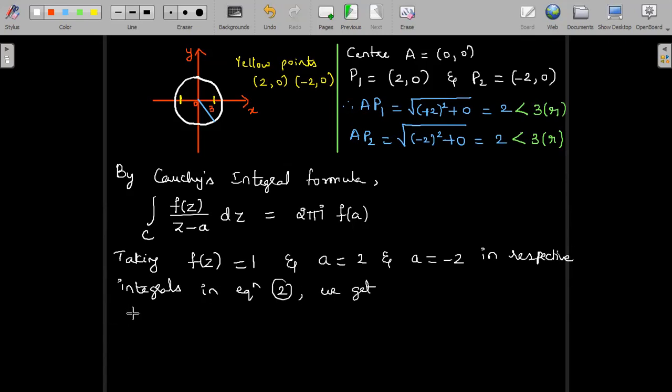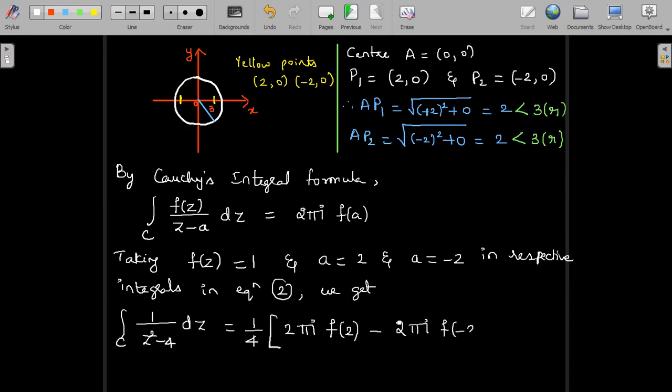Left hand side, integral over C 1 divided by z square minus 4 into dz is equal to, right hand side, we had 1 divided by 4 outside. First integral 2 pi i into f of a. F of a is f of 2 and there's a minus sign and we have 2 pi i into f of -2. Let me show that equation 2 to you once.